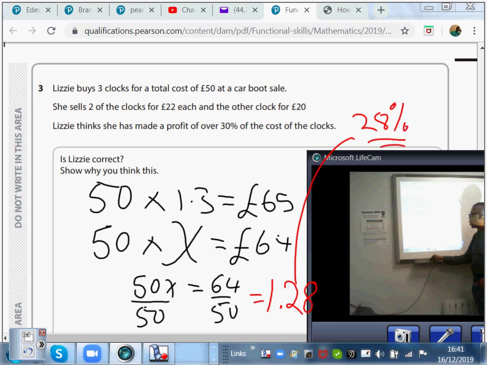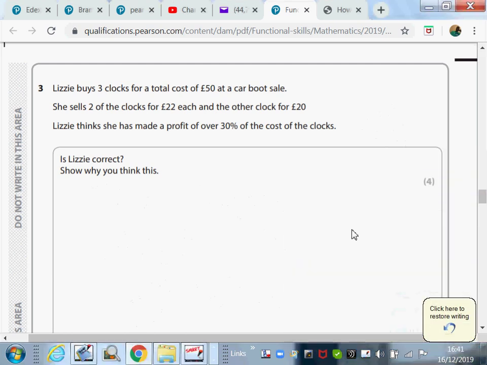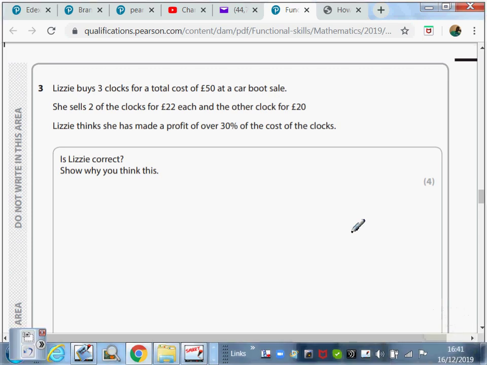So Sarah is wrong. She hasn't made a profit. Sarah is wrong. She hasn't made a profit. That's one way you can check it. Another way to check this, you can simply make, look, she sold this at 64 pounds and she made a profit of 14 pounds.